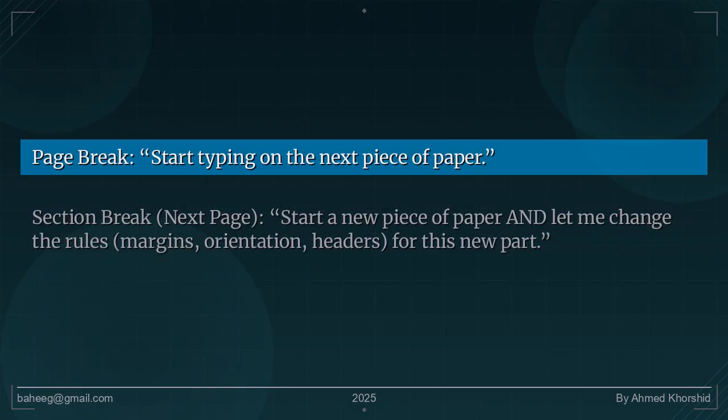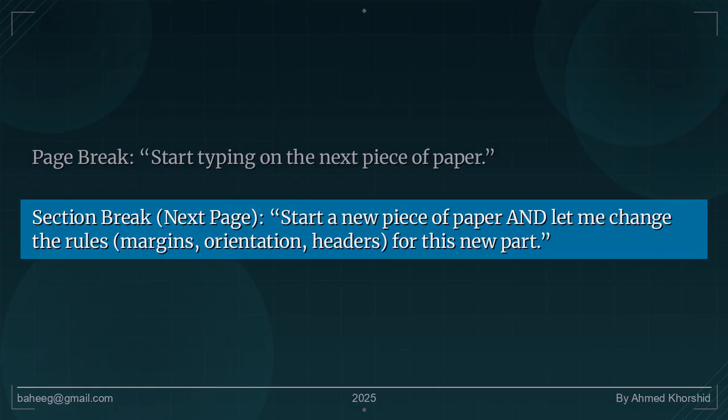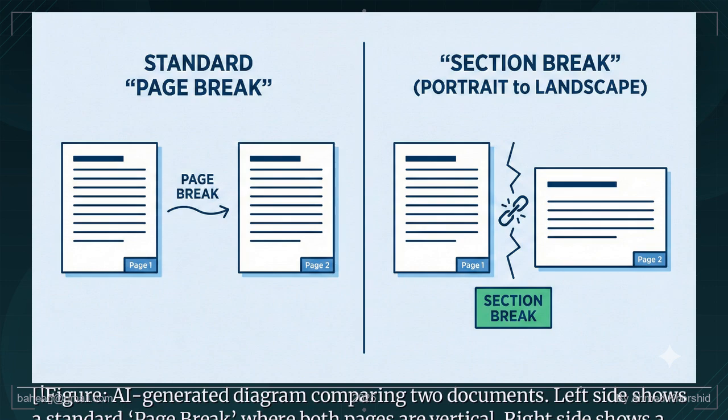Page break: stop and start typing on the next piece of paper. Section break, next page: start a new piece of paper and let me change the rules, margins, orientation, headers, for this new part. Figure, AI-generated diagram comparing two documents. Left side shows a standard page break where both pages are vertical. Right side shows a section break where the first page is vertical, portrait, and the second page is horizontal, landscape, with a visual divider icon labeled section break between them.